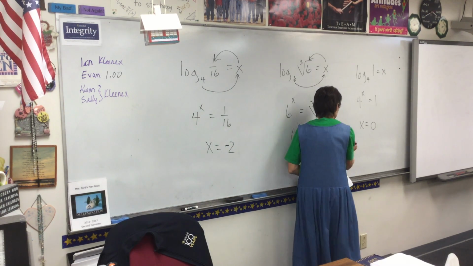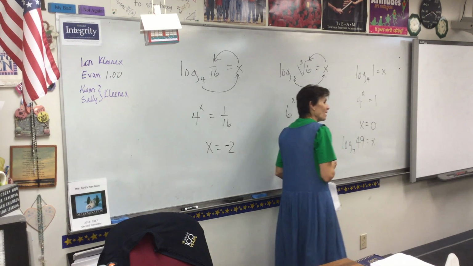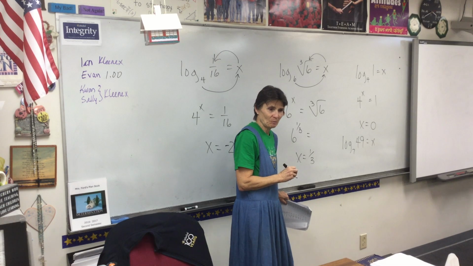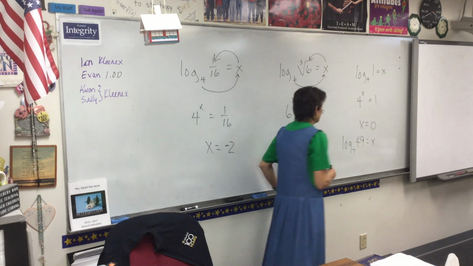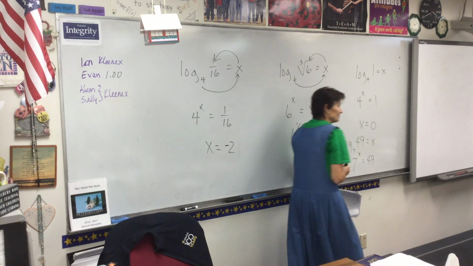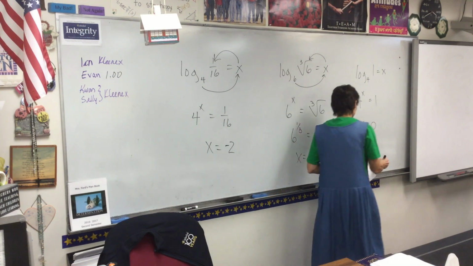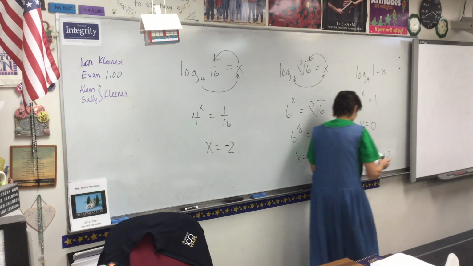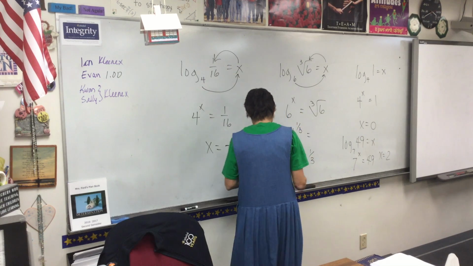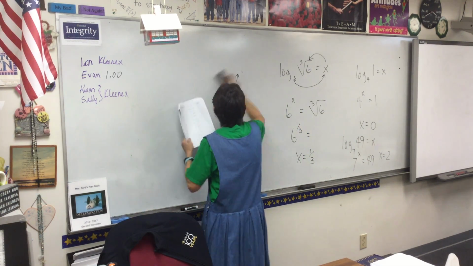Okay, 9. What do you think about that one? What's that one equal? 2. 7 to what power is 49? So that would be 2. So the answer to 9 is 2. Very good. I'm skipping around, I know. Stay with me. Number 11.